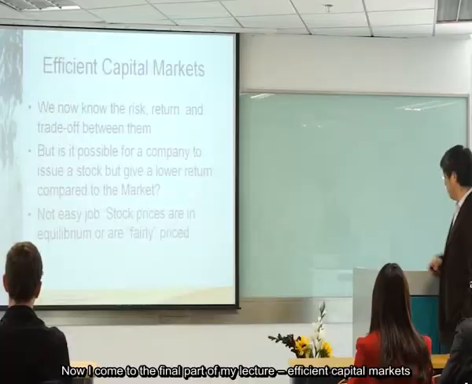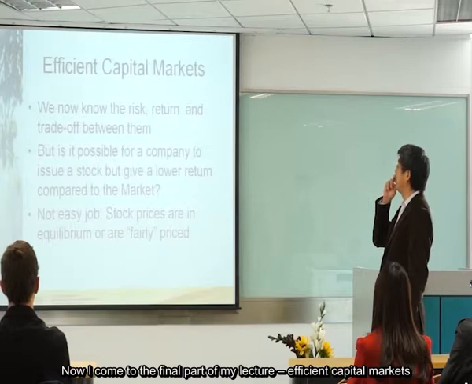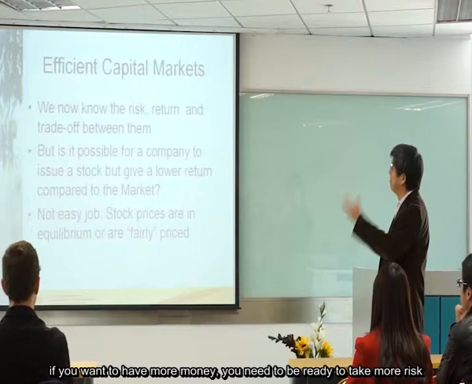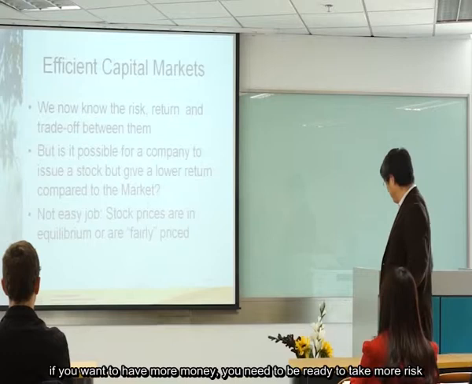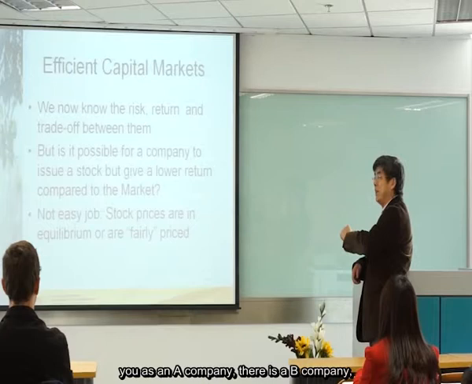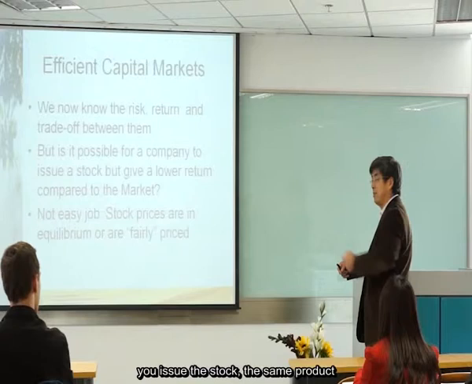Now I come to the final part of my lecture: efficient capital markets. We now know there's a risk-return trade-off. If you want to have more money, you need to be ready to take more risk. Then I ask a question. Is it possible for a company to go to a market? You are A company, and there's a B company. B company and A company have the same risk. You issue the stock, the same product. Is it possible for you to give the investor a lower return?